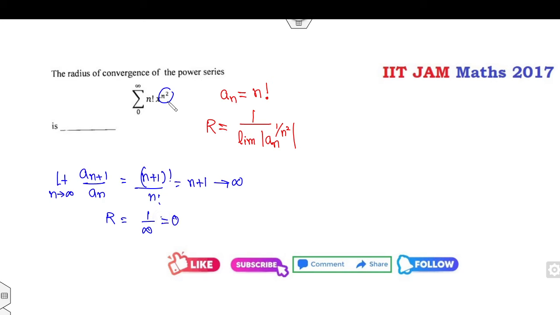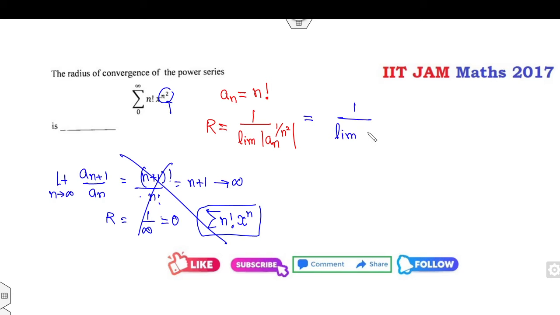Why is this wrong? Because this is not x raised to power n. This answer 0 is fine, but it is for a power series in x to the n only, not for this one. So this option is cancelled. How can you solve that?